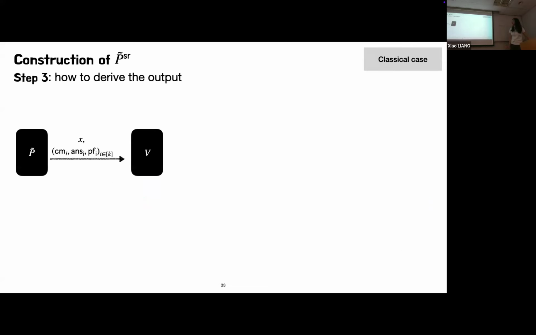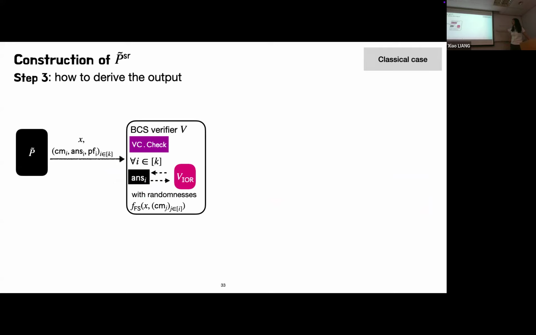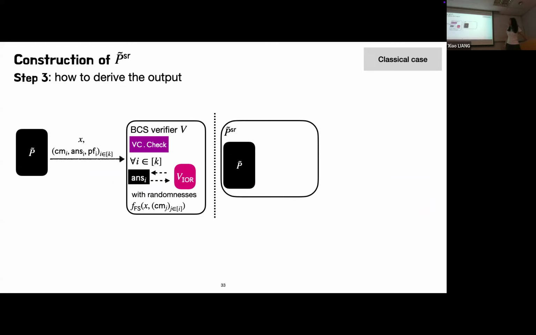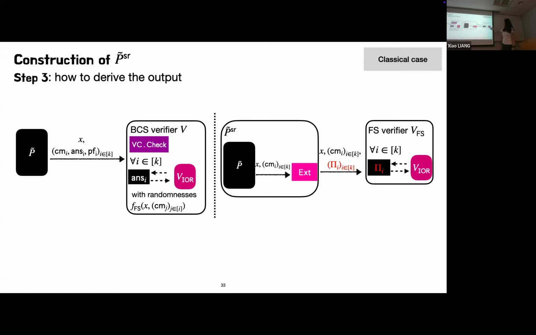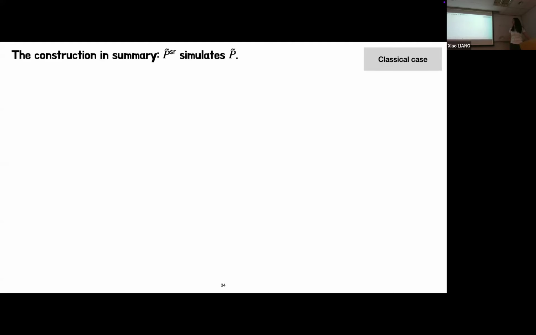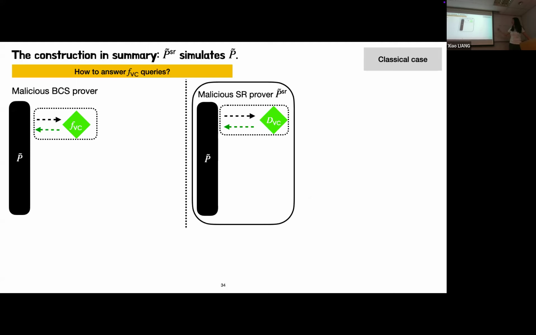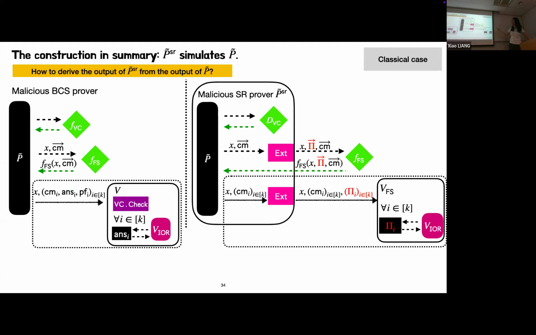And finally, we need to know how to derive the output. So after the BCS prover outputs its output string, what the BCS verifier does is it first performs some VC checks, and then it runs the IOR verifier by answering its queries with the proof string. And the state restoration prover will then simulate this by also extracting from CM, and then it will answer the IOR verifier's queries with the extracted proof string. Okay, now to summarize, this is how we answer the VC queries, how we answer FS queries, and how we derive outputs.